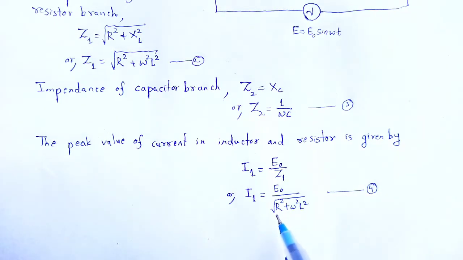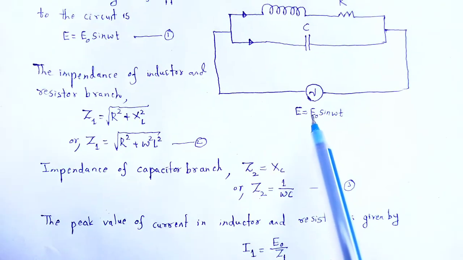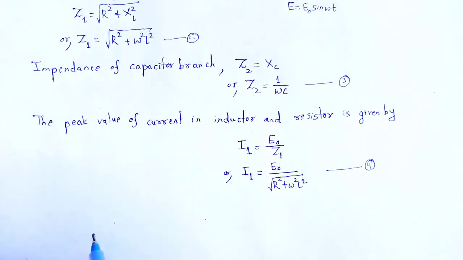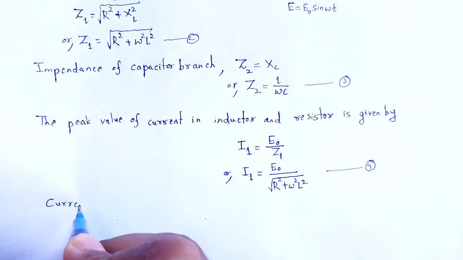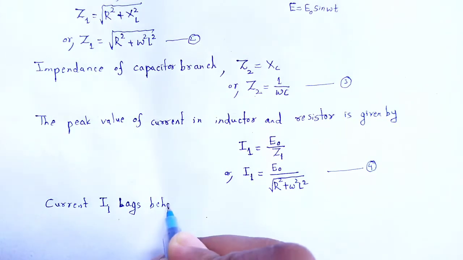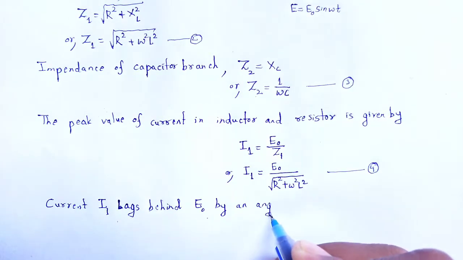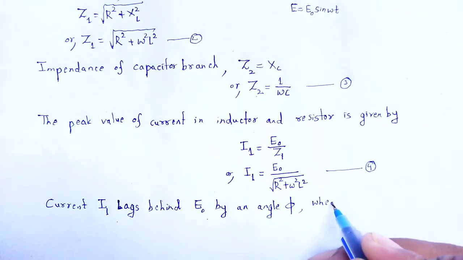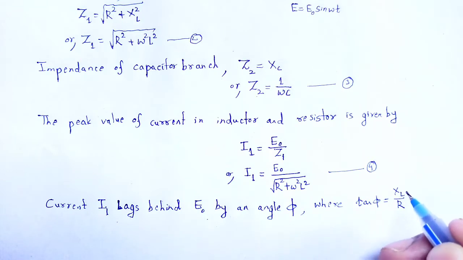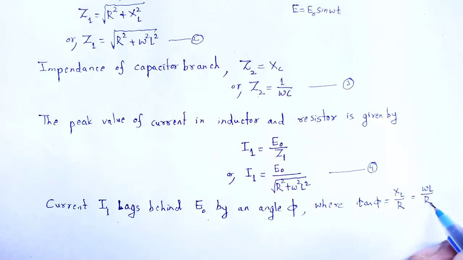Here current I1 lags behind the EMF E naught by an angle phi, as we studied in the case of LR circuit, where tan phi is equal to XL by R, the ratio of the inductive reactance XL, that is omega L, to the resistance R.